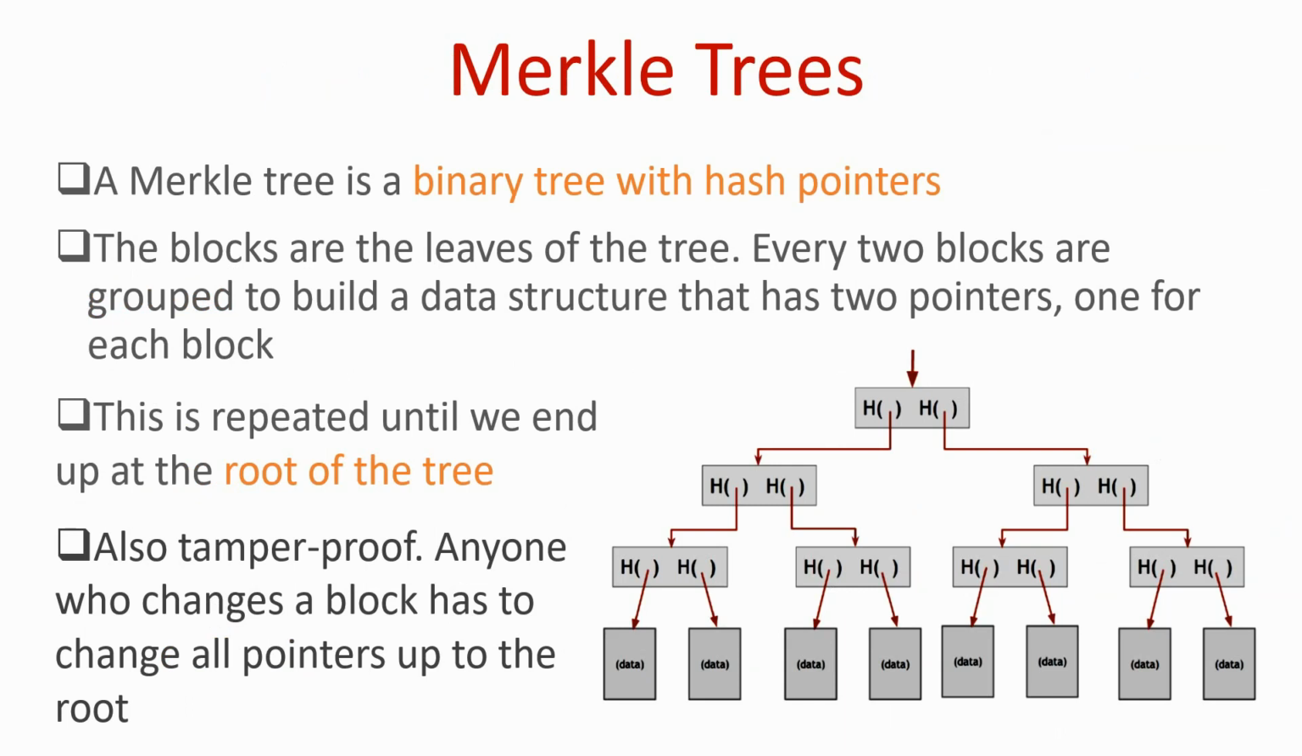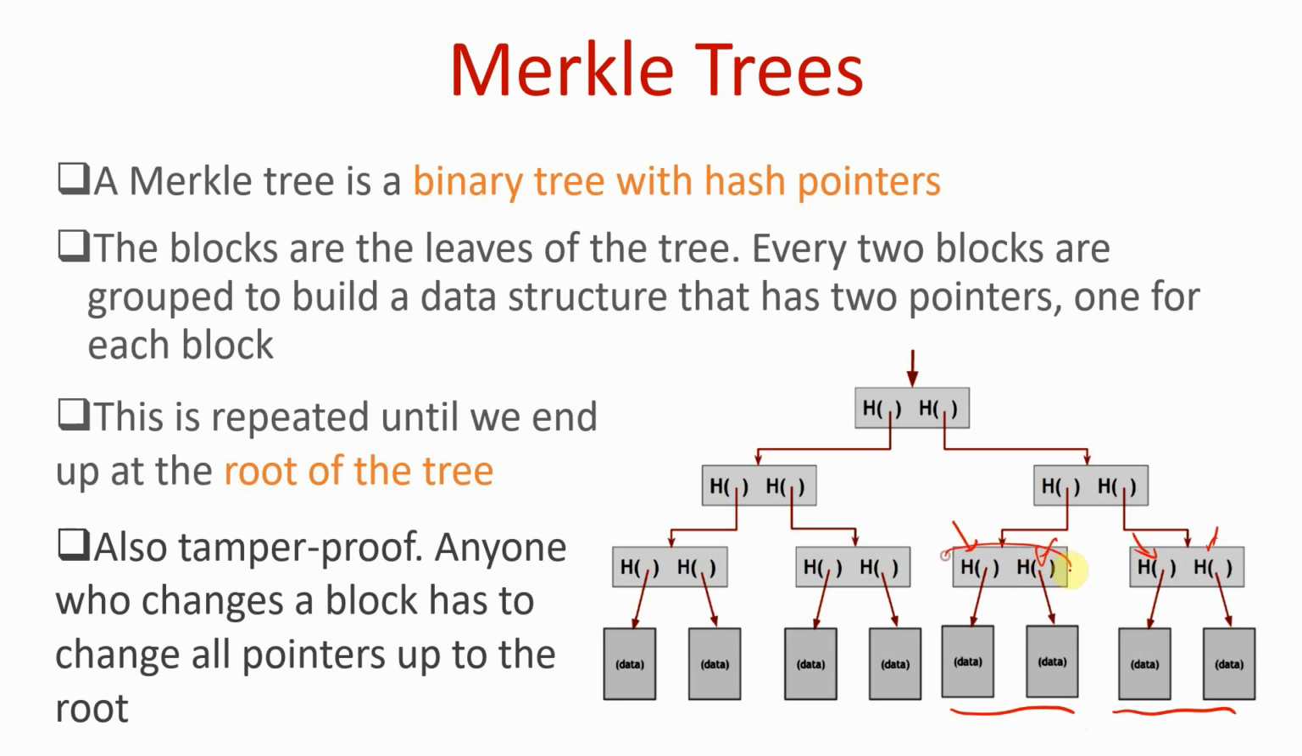Now, to avoid having to go through this entire complexity, we use an additional data structure in addition to blockchains, which is called a Merkle tree. A Merkle tree is simply a binary tree that is done with hash pointers. Basically, you take every two blocks and you come up with a data structure that contains the two hash pointers of the two blocks. Okay, this is one level above the data blocks themselves. And then you take the other two blocks and you do the same with their hash pointers.